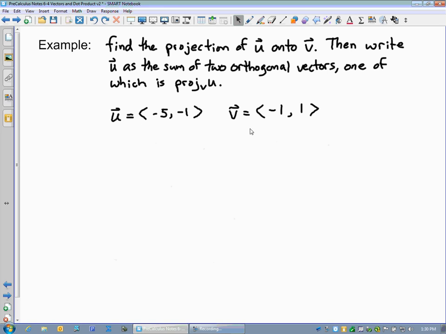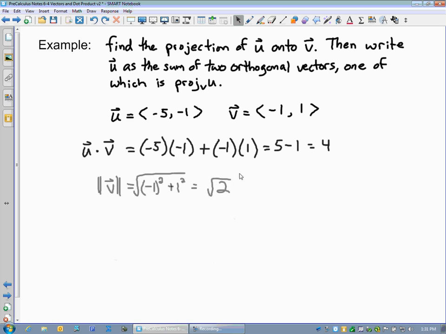So here are the two given vectors. We first need our dot product, which is negative 5 times negative 1 plus negative 1 times 1, which is 5 minus 1, which is 4. And then the magnitude of v would be negative 1 squared plus 1 squared. Take the square root, and you're getting square root of 2.